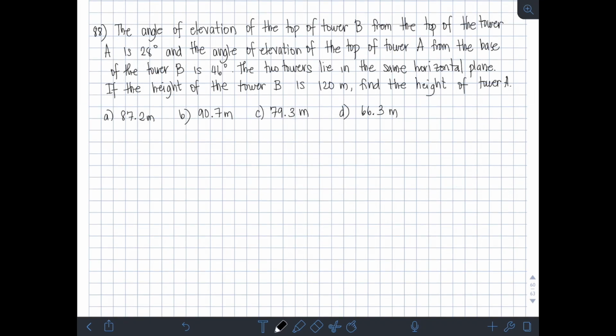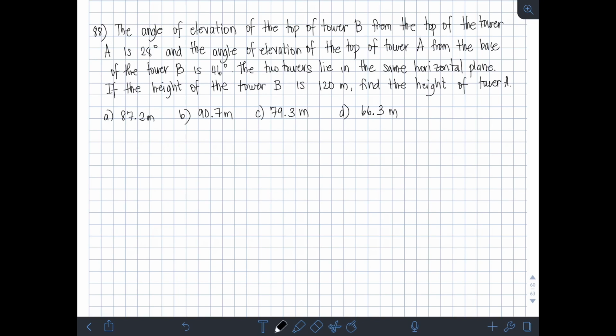Okay? Next, we have the angle of elevation of the top of Tower B from the top of Tower A is 28 degree. And the angle of elevation of the top of Tower A from the base of Tower B is 46 degree. The two towers lie in the same horizontal plane. If the height of the Tower B is 120 meters, find the height of Tower A.